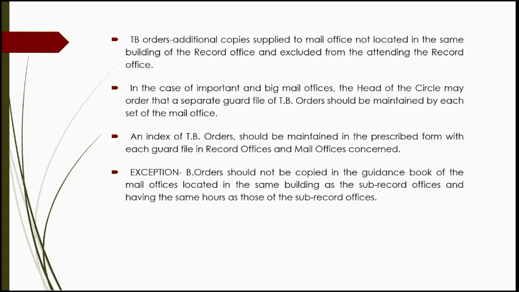In case the record office is in one place, whereas the mail office is in another place, we just saw that the record officer has to explain the contents of the TB order to the HSA and SA. If the HSA or SAs are in a mail office which is not located near the record office, then what to do? We cannot explain to them, right? We cannot get acquittance for their understanding. So in those cases, just supply a copy to them. If the mail offices are not in the same place as the record office, supply an additional copy of the TB order to the mail office.